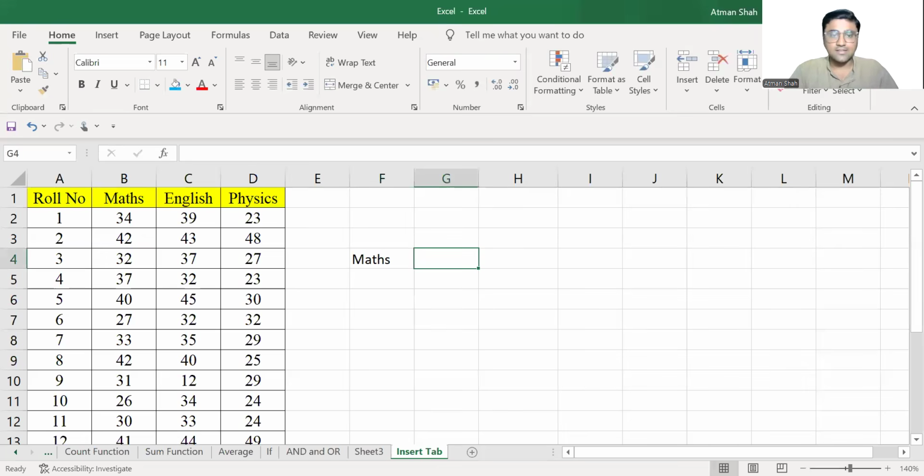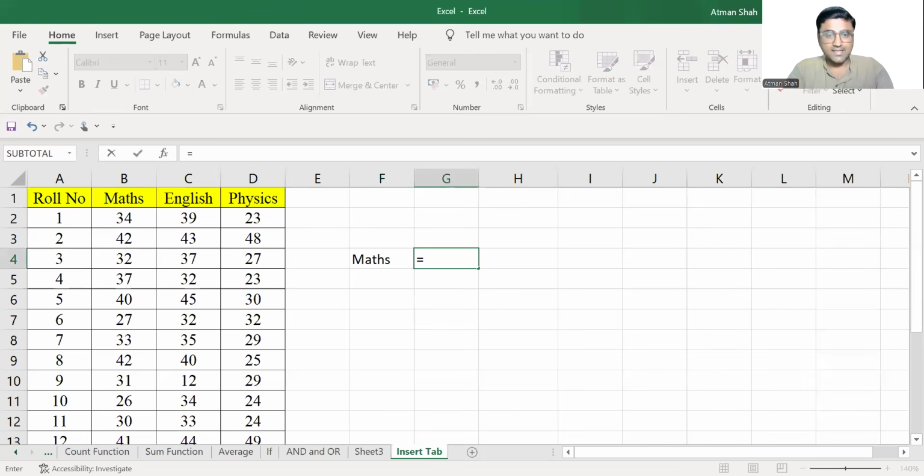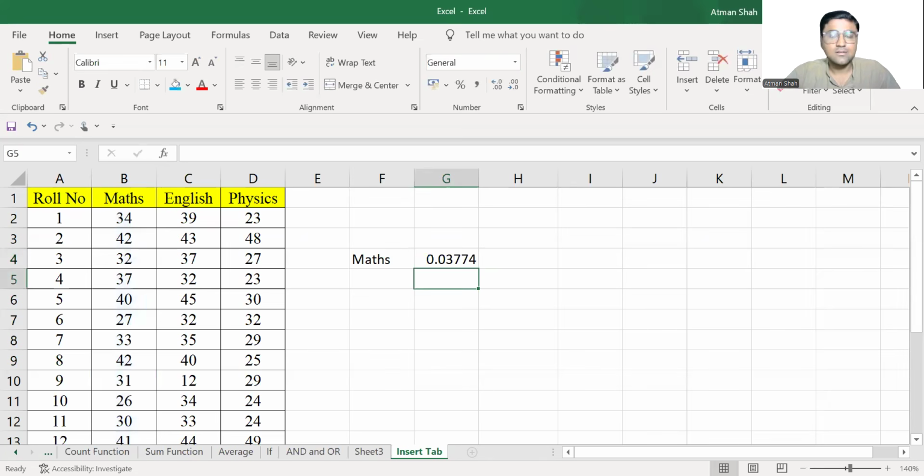Now the function here is SKEW. And then you select the range. So I'm selecting the range. So you can see the range is from B2 to B16. Simply press enter. So here we can see the skewness value is 0.03 and therefore maths data has no positive or negative skewness. Now let's find it for English.